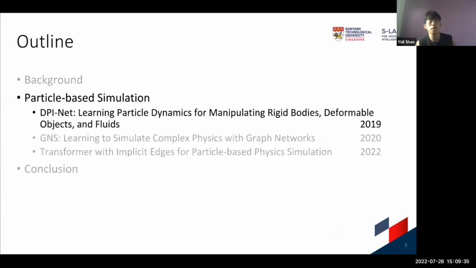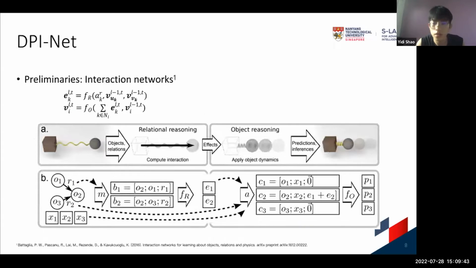Now I'll introduce the first paper in 2019 and show some background of the work in this field. Okay, so the first one is DPINet. So DPINet extends interaction networks to its propagation network. Before that, I'll introduce the interaction network first.